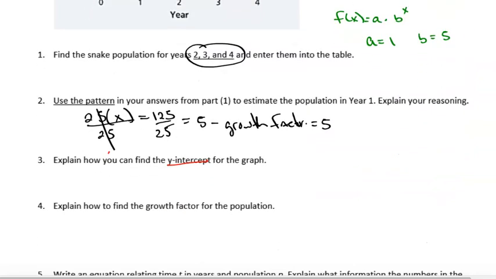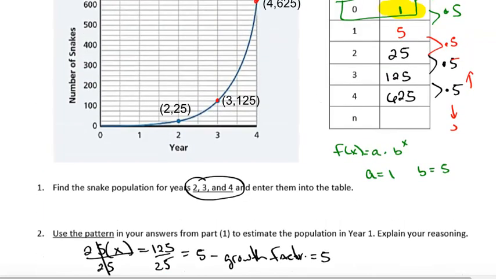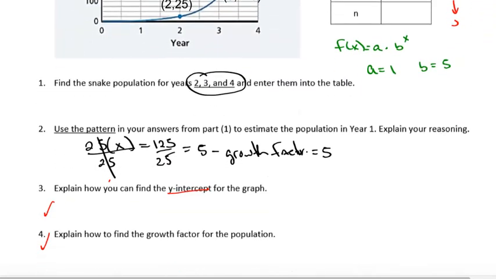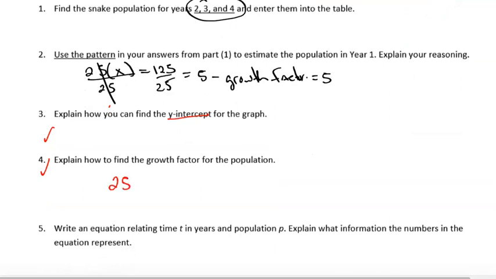Alright, explain how you find the growth factor. We just did that, and that whole explanation there again. But if you're confused about how to get your growth factor, you write down your two numbers here. So 25 is getting to 125 somehow. Well, I'm multiplying 25 by something, and it's going to equal 125. How do you get there?